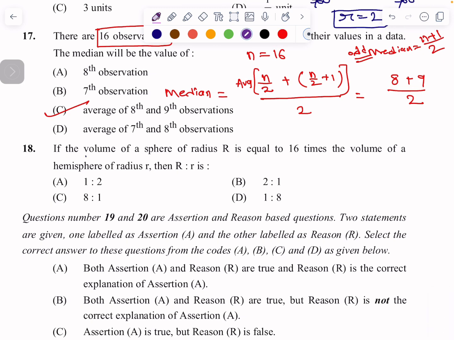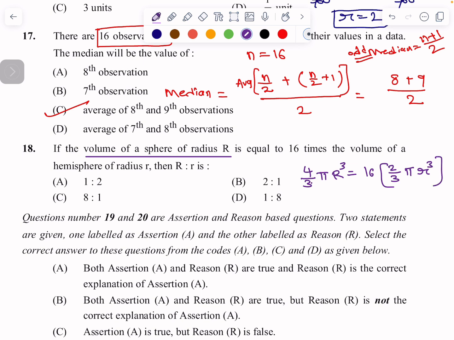If the volume of a sphere of radius R is equal to 16 times the volume of a hemisphere of radius r, then R is equal to... Here we have the volume of a sphere of radius capital R. What is the formula for the volume of a sphere? That is 4 by 3 pi R cube, which is equal to 16 times the volume of the hemisphere, that is 2 by 3 pi r cube. You take a small r.